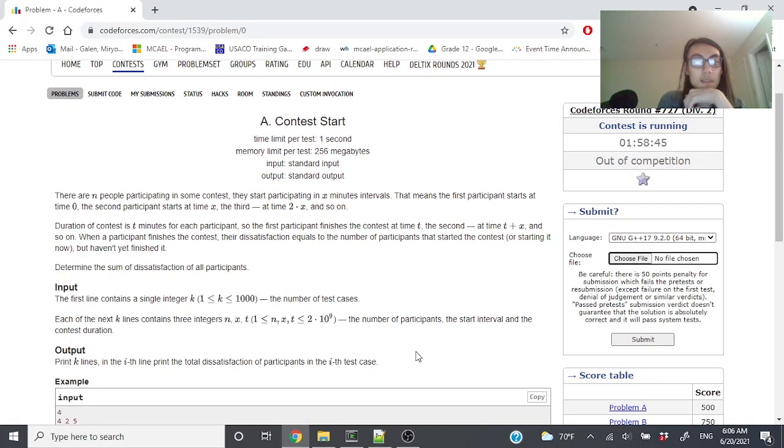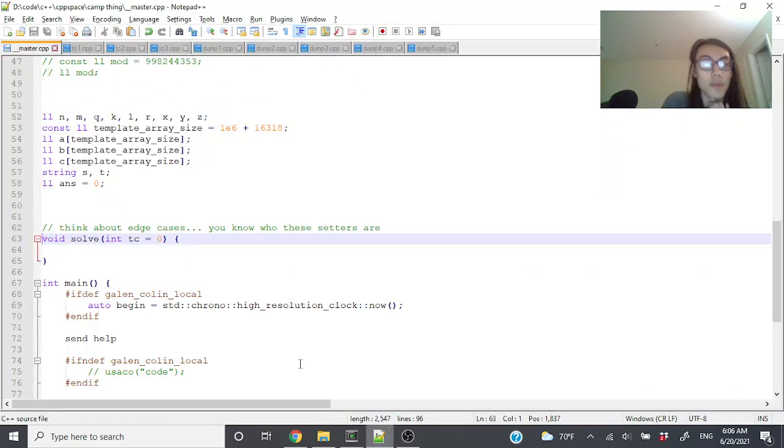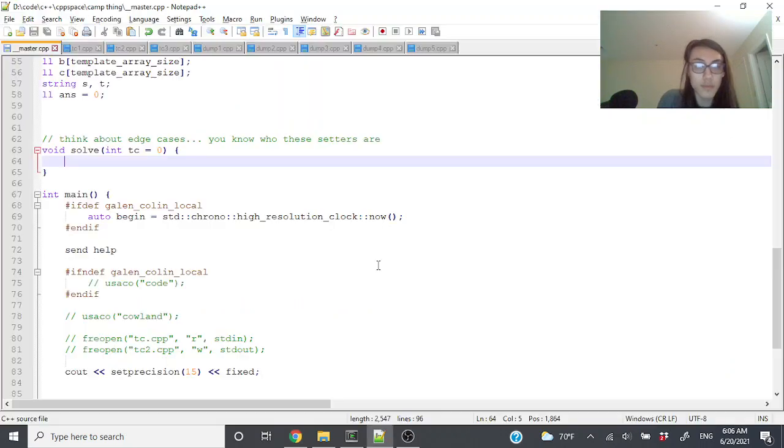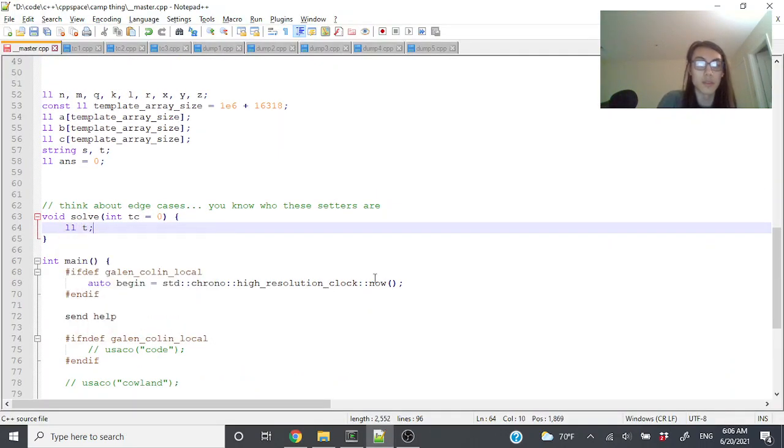Okay, so they start from x minutes, 2x, 3x, t plus x. Sum of satisfaction of all participants. That's fun. They do have multi-tests, which is nice.